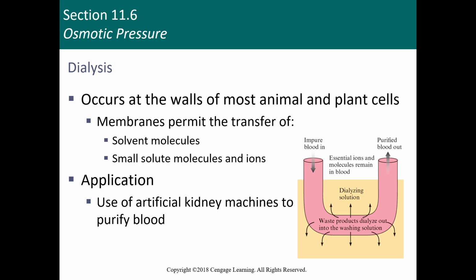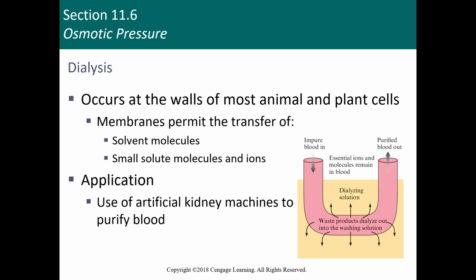All right, so what are some of the consequences of osmotic pressure? Well, you can use it for a variety of different applications, one of which is dialysis. So dialysis is actually going to occur at the walls of most animal and plant cells. The membranes are going to permit the transfer of solvent molecules across the membrane. Small solute molecules and ions can also be transported across the membrane. Typically, there are specific channels that will allow that to happen, though.